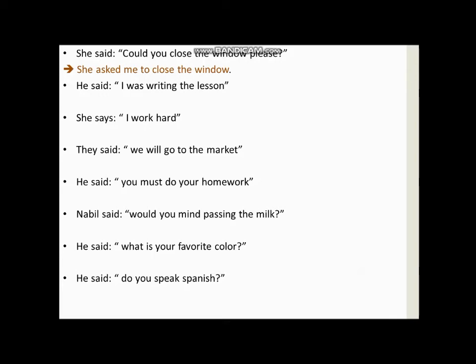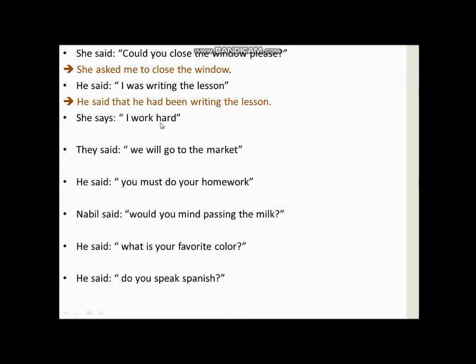Very good. Let's move to the second. He said, "I was writing the lesson." That is a statement, and in order to report it, we can say, he said that he had been writing the lesson. Because here we have past continuous, and if we go one step back in time in tenses, we get had been writing, which is past perfect continuous.